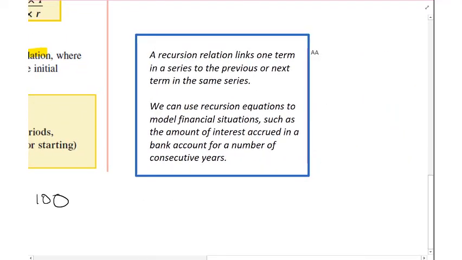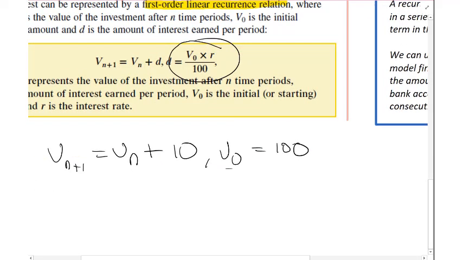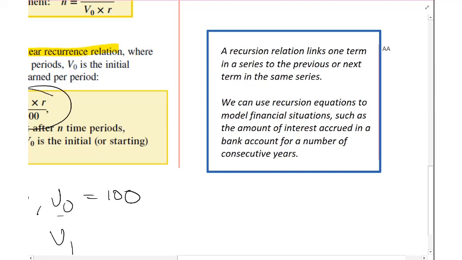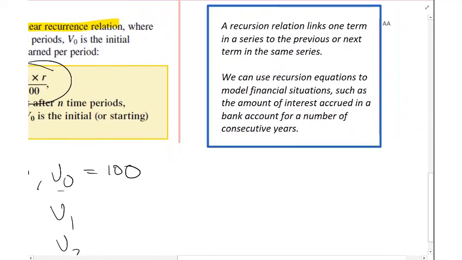And I know I've stated this before, a recursion relation links one term in a series to the previous or next term in the same series. So V0 is my starting value, then V1 after year 1, V2 after year 2, V3 after year 3. That's the previous and next term in the same series. We can use these equations to model financial situations as we're doing here, okay? We can set it in consecutive years with how it looks.